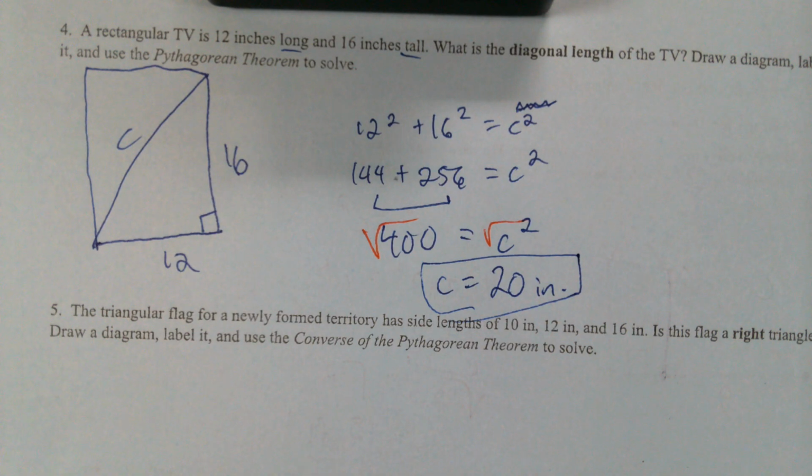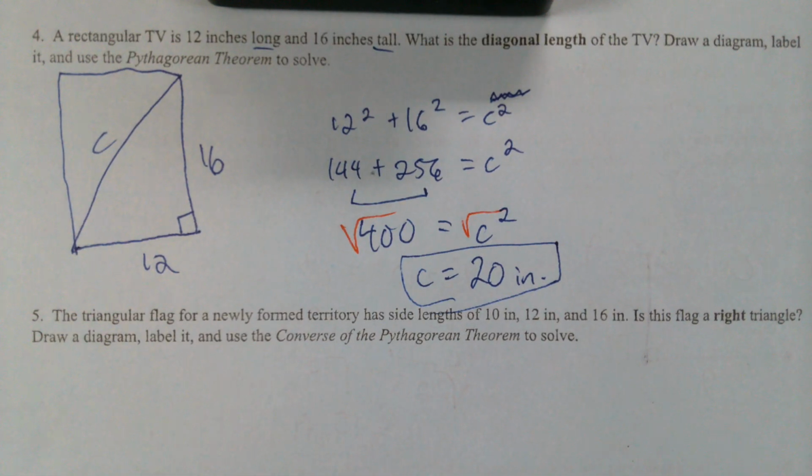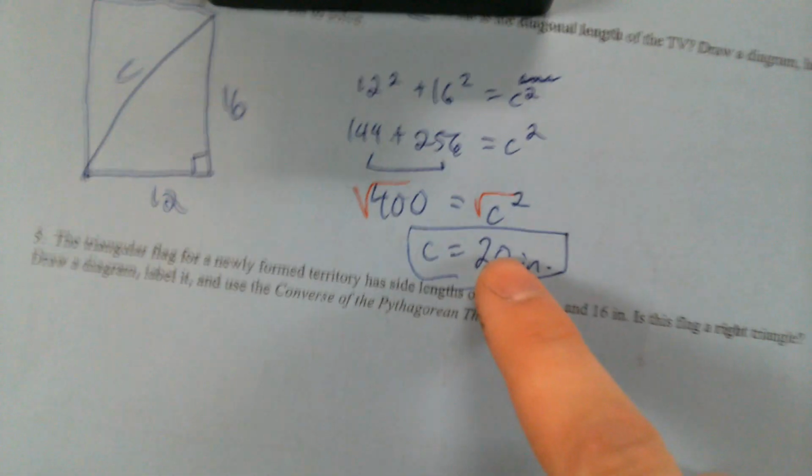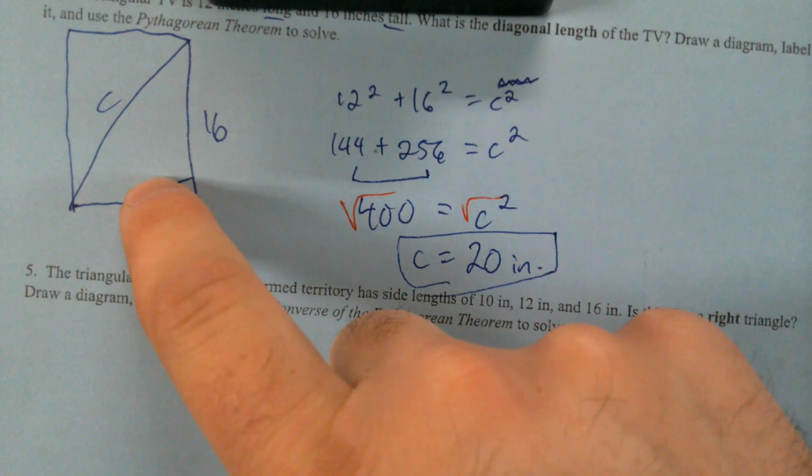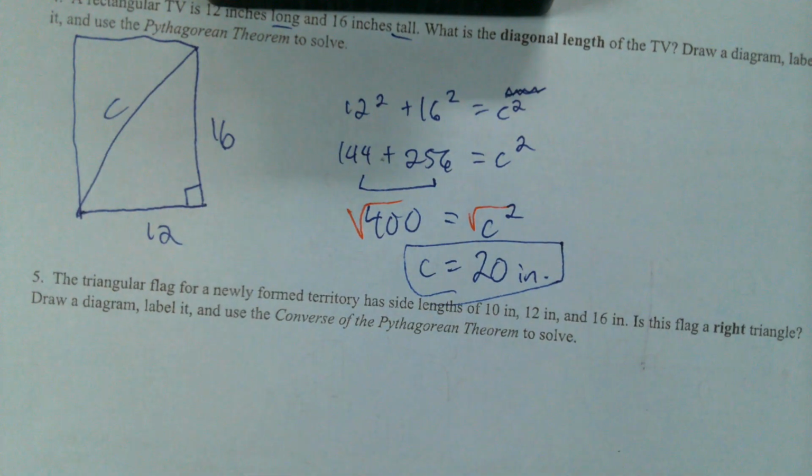So if this was Samsung or Sony or LG, whatever TV brand you want to talk about, they would market this as a 20-inch TV, right? The diagonal length of this TV is 20 inches. But if you brought out your measuring tape, you would see that it's really only 16 inches long.